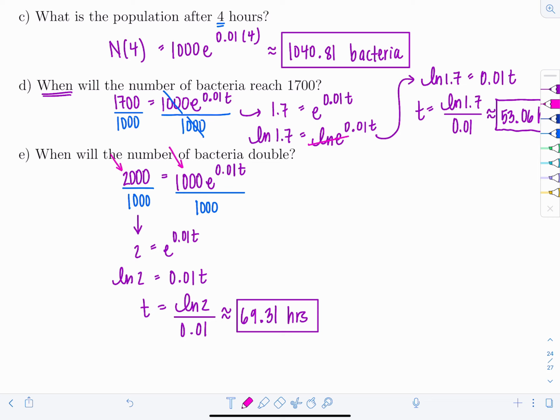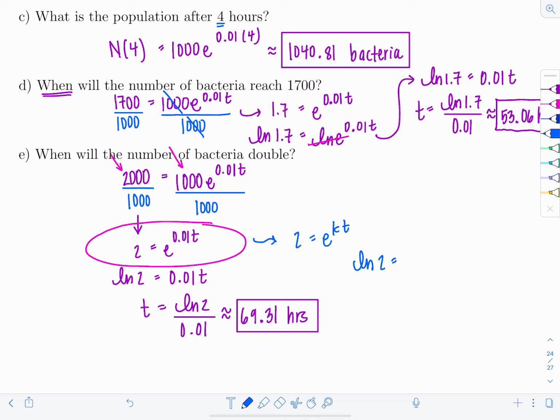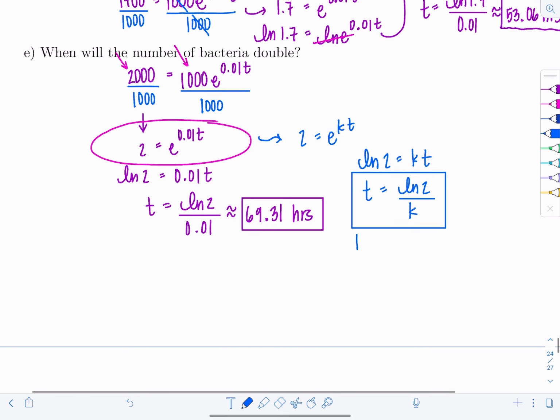So what ends up happening is whenever you're trying to figure out the doubling time, you're at this step here where you have 2 equals e to the kt. And then you're going to end up with ln of 2 equals k times t. So t equals ln of 2 divided by k. So if you just want to cut to the chase, that's your doubling time right there.